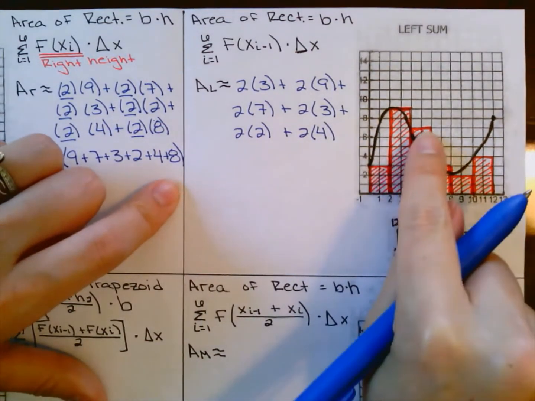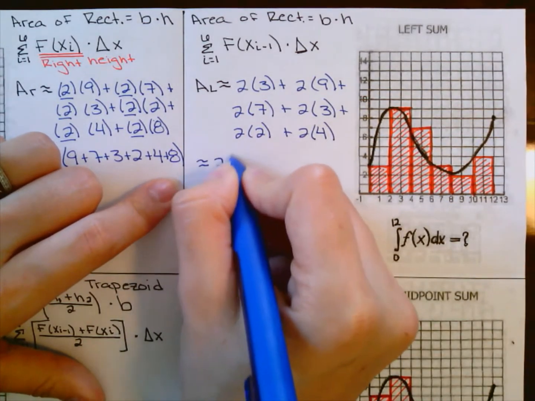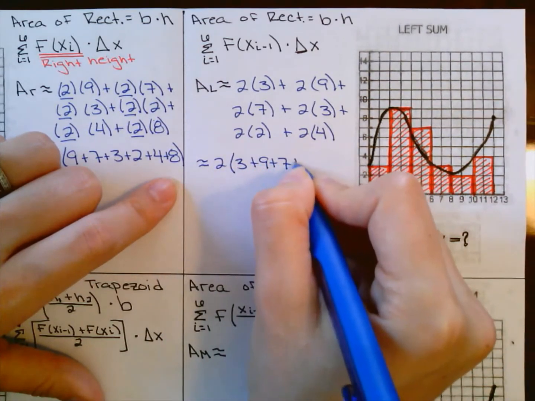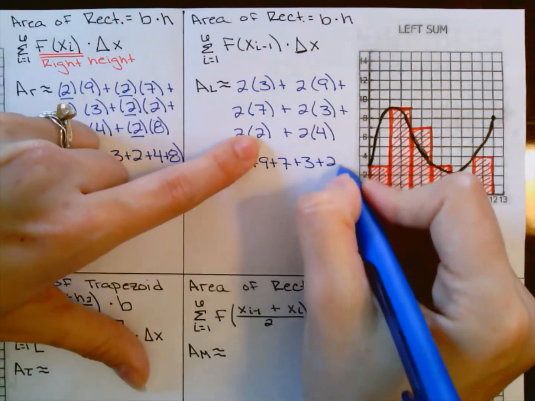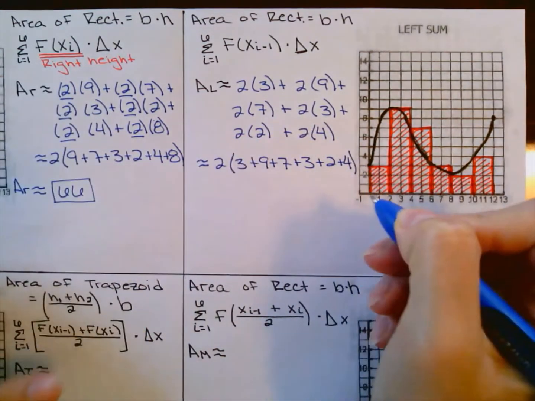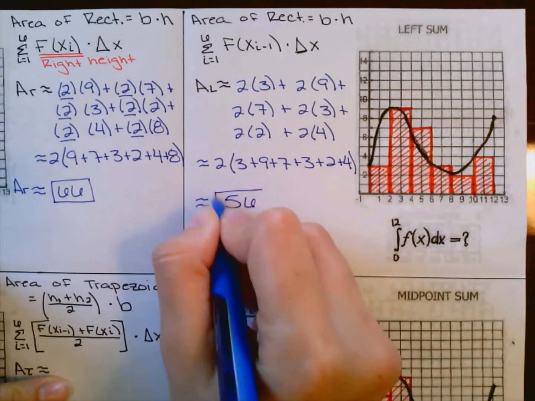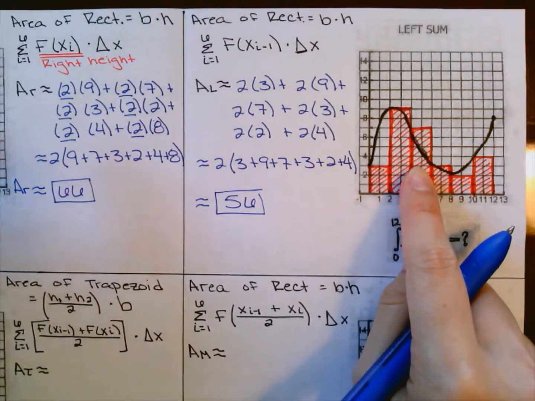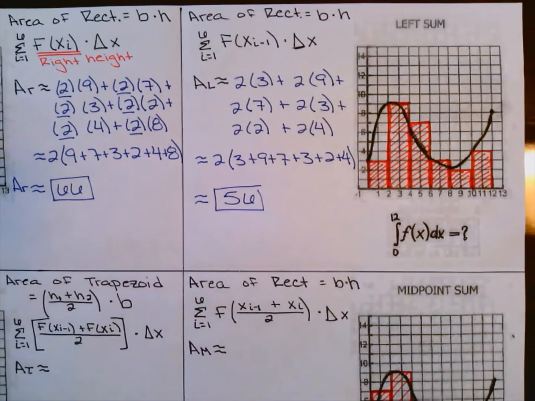Okay? So again, just picking the heights based off of the left, I can factor out a 2 and say 3 plus 9 plus 7 plus 3 plus 2 plus 4 is the last one. And when you solve that, you get 56. So notice this one was even lower than this one. I think our trapezoid, our next one, is going to give us an estimation as to who's closer to the actual answer. Okay?